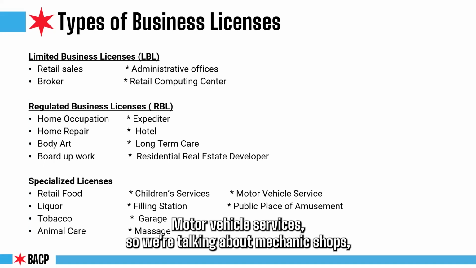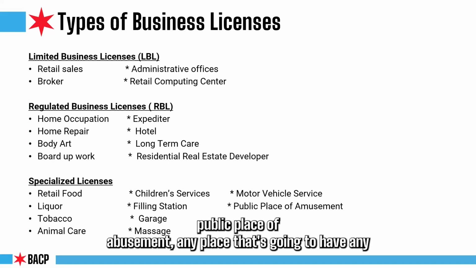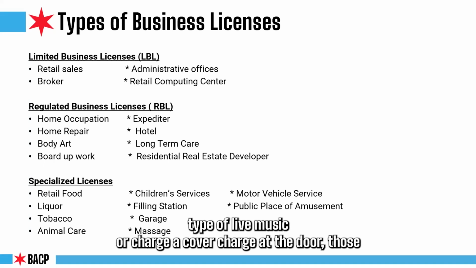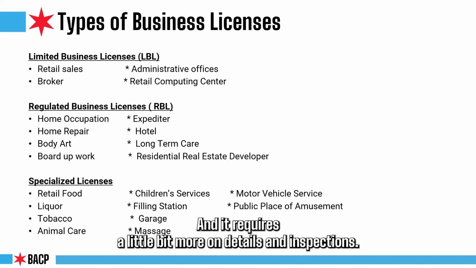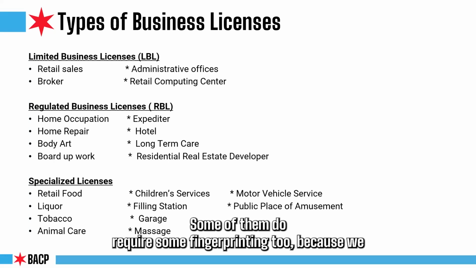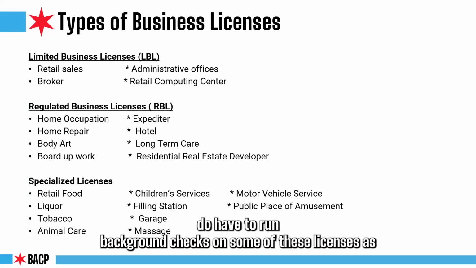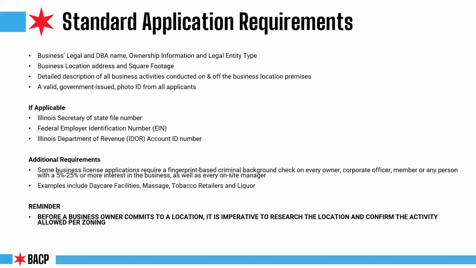So we're talking about mechanic shops, public place of amusement, any place that's going to have any type of live music or charge a cover charge at the door. Those are considered more specialized licenses, and they require a little bit more detail and inspections. Some of them do require fingerprinting too, because we do have to run background checks on some of these licenses as well.